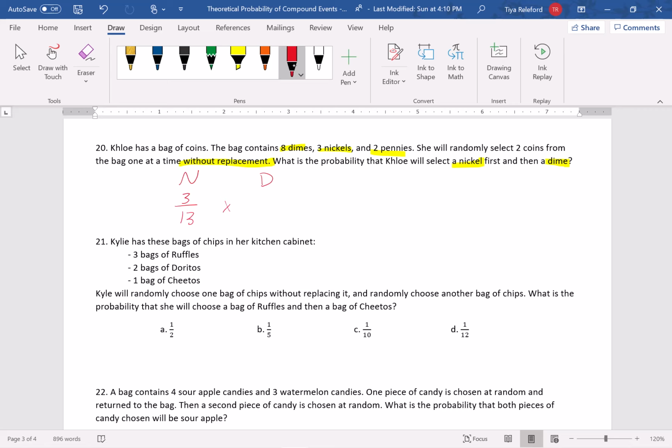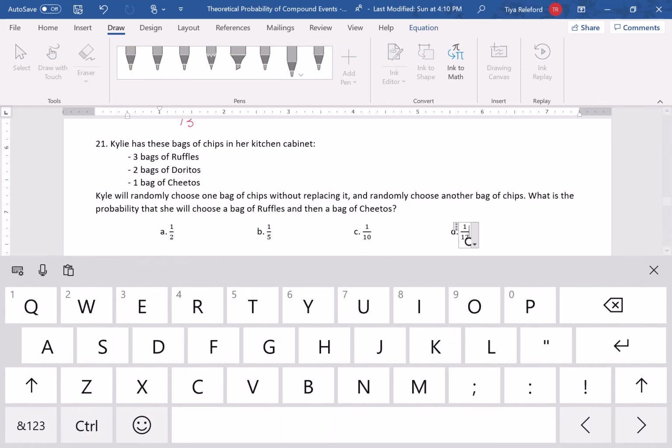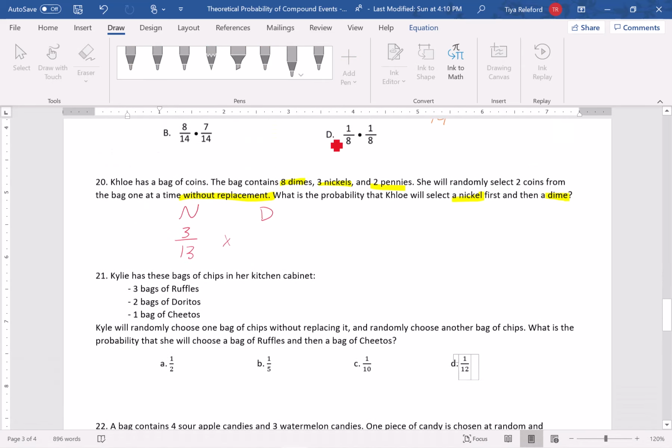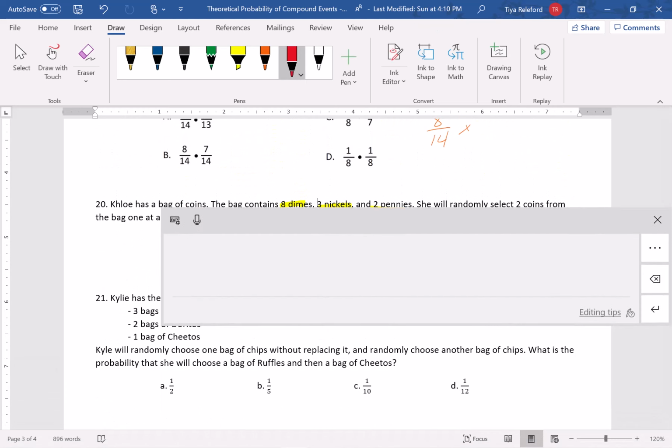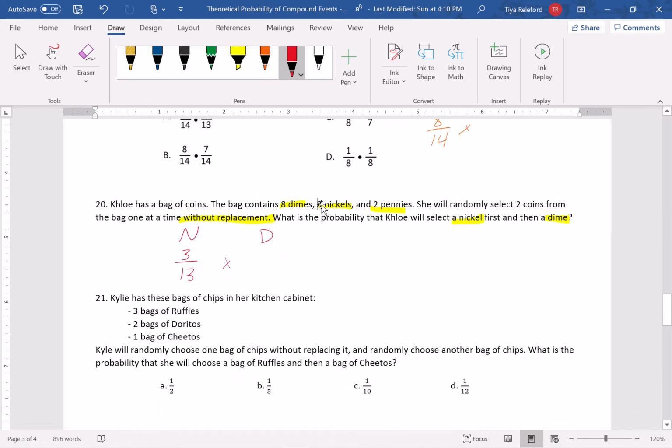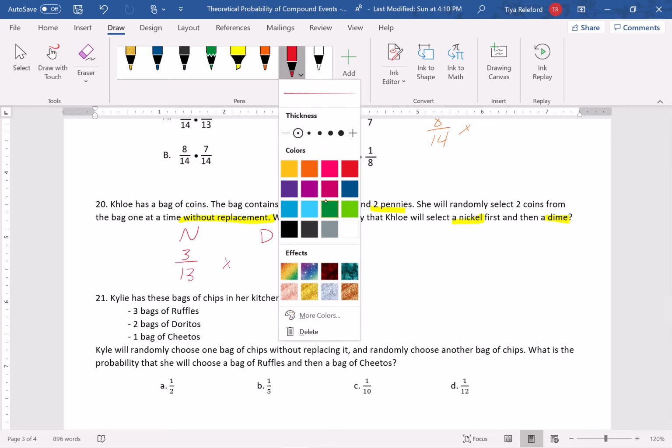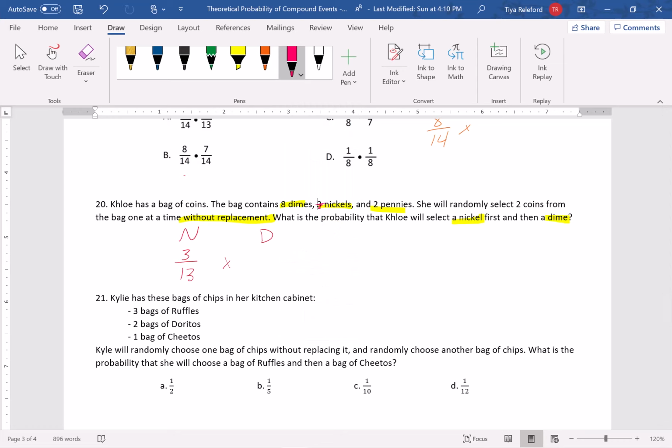Without replacement means this changes. I take a nickel out. Now I have 2 nickels. So when I go to draw a dime, that's 8 dimes out of how many total? 12. You got it.